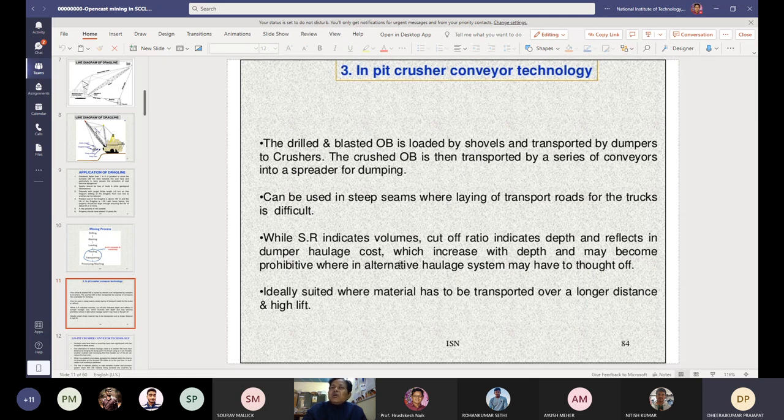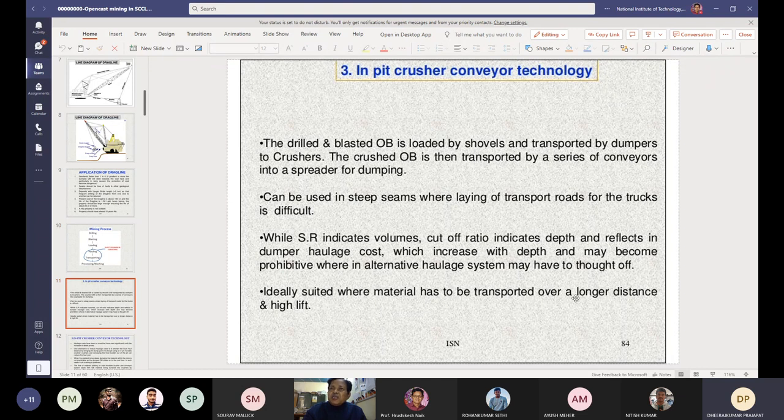So to minimize the cost, whenever the depth of mining is more, you have to find some other method of haulage system. This other method of haulage system is your belt conveyor system. So you have to add the belt conveyor haulage system, the transporting system. If you are going to choose the belt conveyor system, then you have to crush the material in the pit itself, which is called in-pit crushing and conveying technology. This method is ideally suitable where material has to be transported over a longer distance and a high lift. Transportation with the help of the belt conveyor system is very much suitable for material which is to be transported over a longer distance.